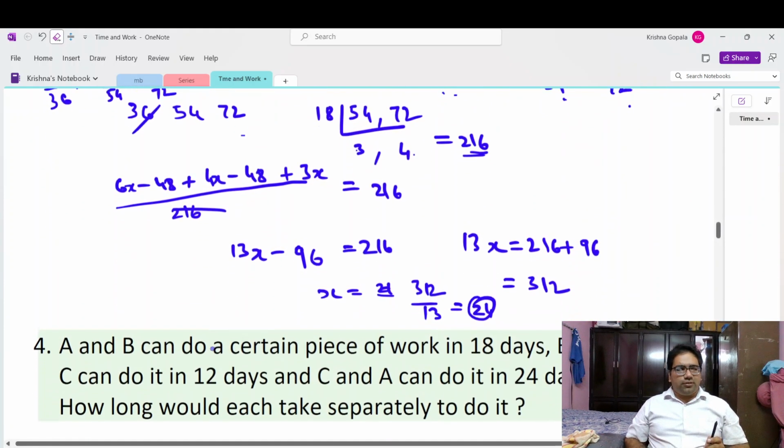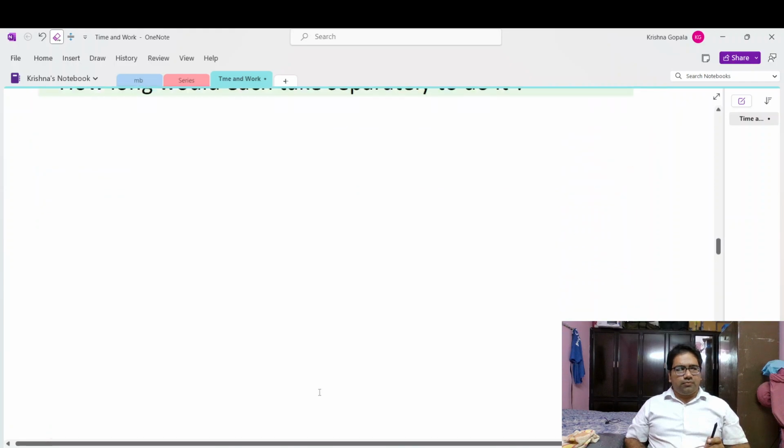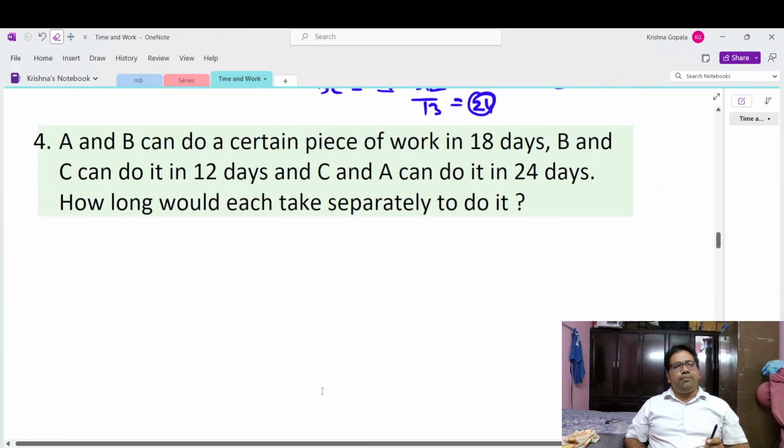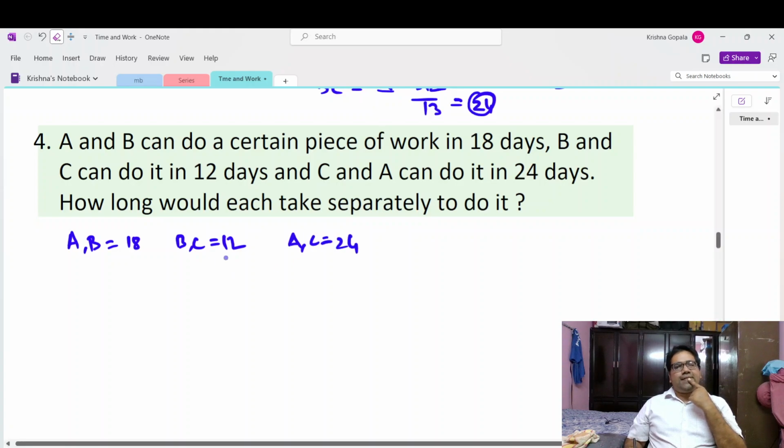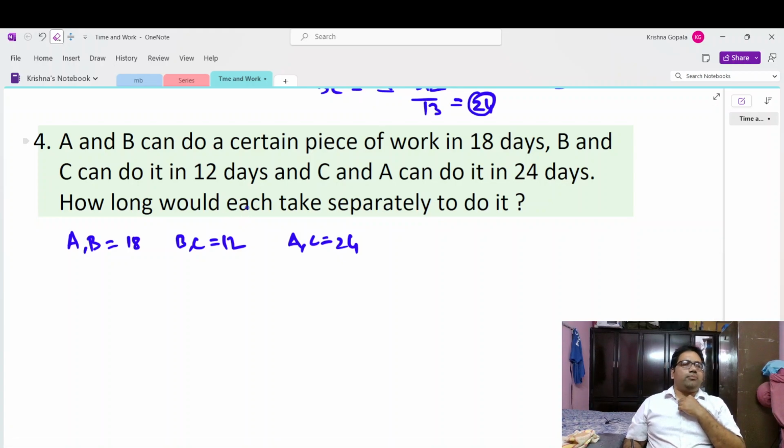Okay, now let's get to the next problem. Next problem is A and B can do a certain piece of work in 18 days. B and C can do it in 12 days. A, B together can do in 18 days. B, C can do in 12 days. And A, C can do in again 24 days. How long would each separately do? This is a very important problem.